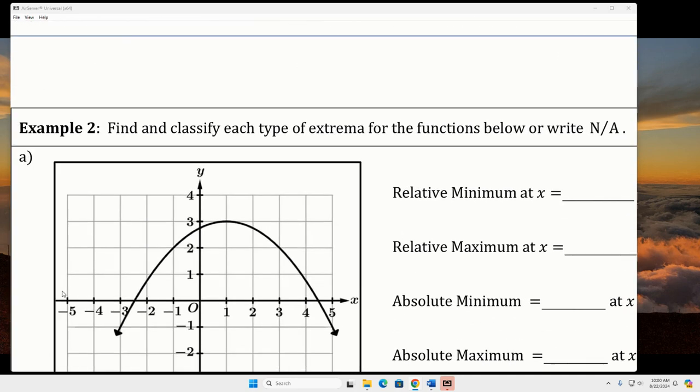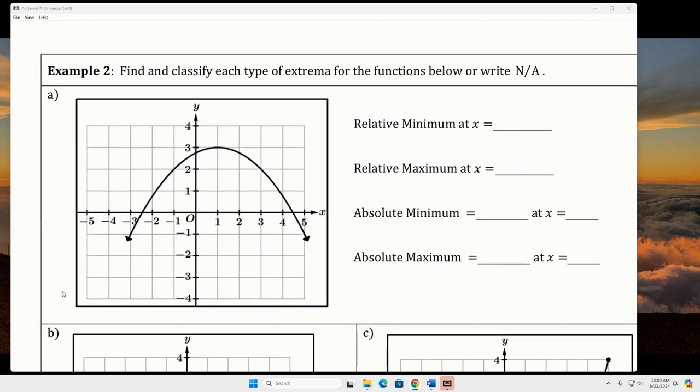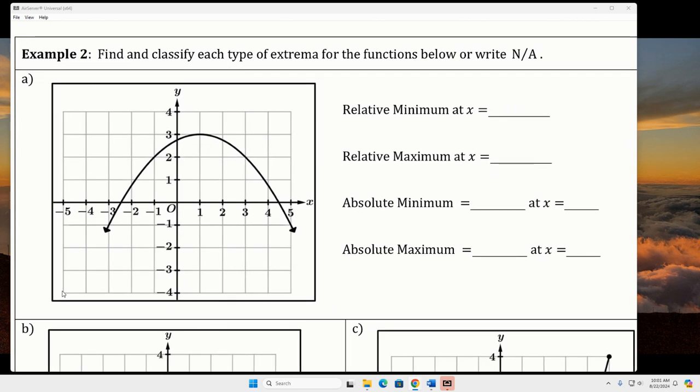All right, so let's do one together. Then I'm going to have you guys try some on your own. Oh, it says to write in A. I've been writing none. It doesn't matter.